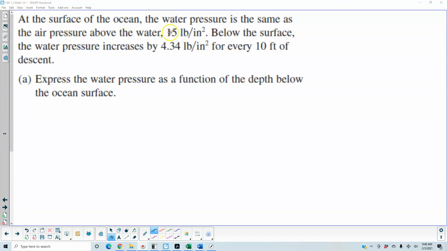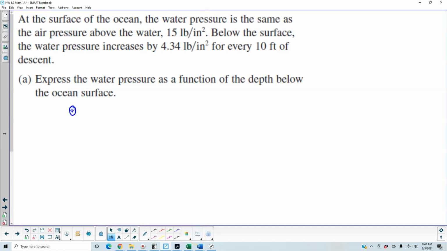At the surface of the ocean, the water pressure is the same as the air pressure above the water, 15 pounds per inches squared. Below the surface, the water pressure increases by 4.34 pounds per inches squared for every 10 feet of descent. So we want to express the water pressure as a function of the depth below the ocean surface. Well, the first thing is we need to take a look at what is given.